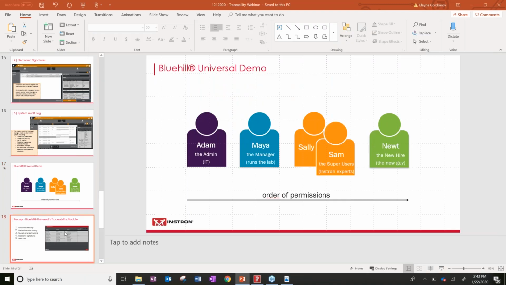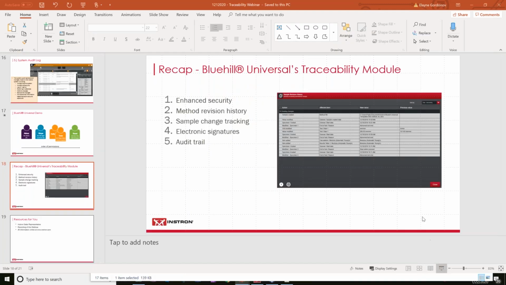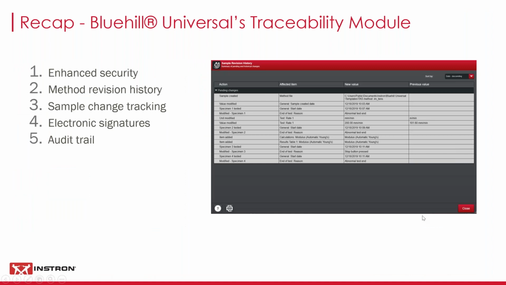So that concludes the demonstration. Just to recap, there are five components of Bluehill Universal's traceability module: enhanced security, method revision history, sample change tracking, electronic signatures, and lastly, the system level audit trail.